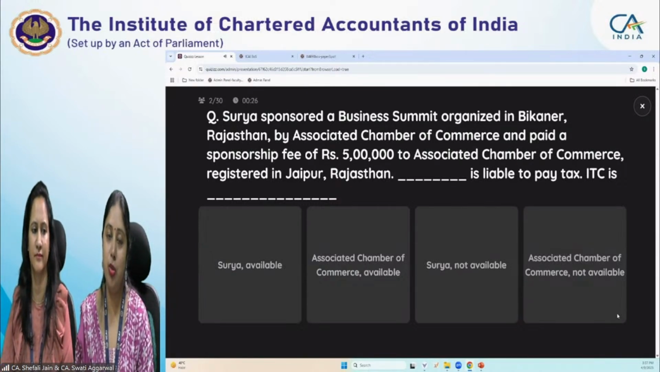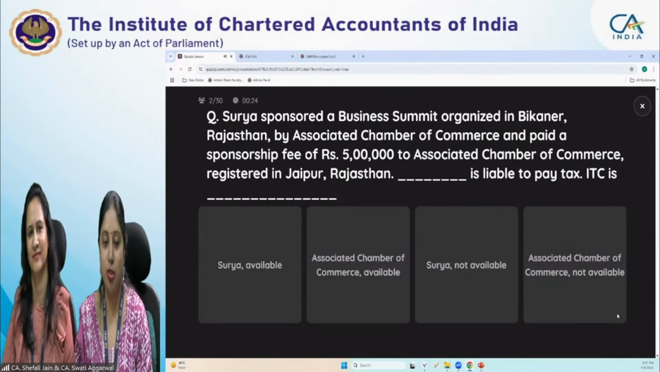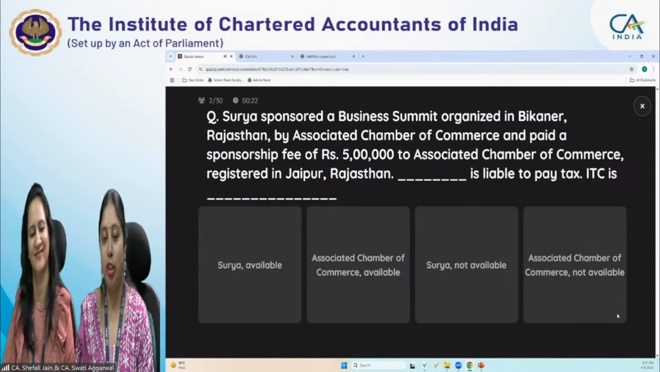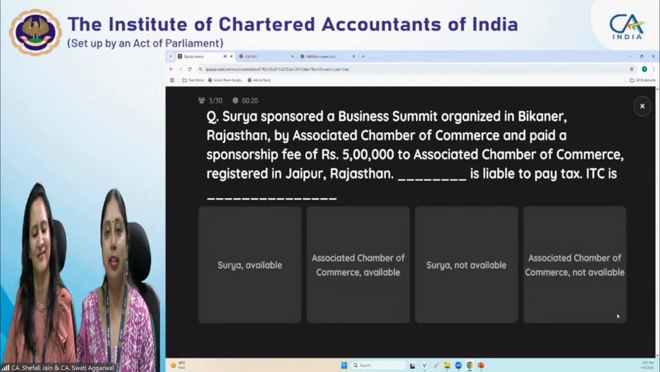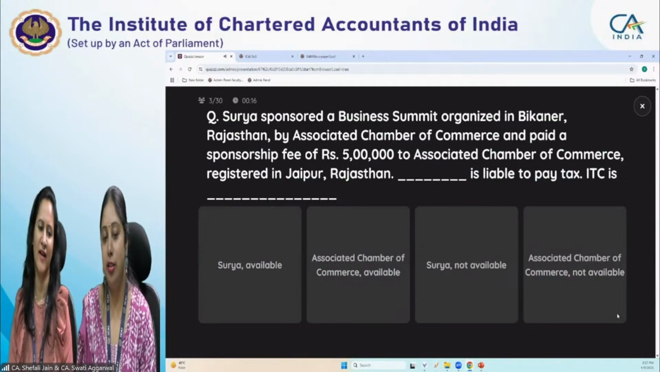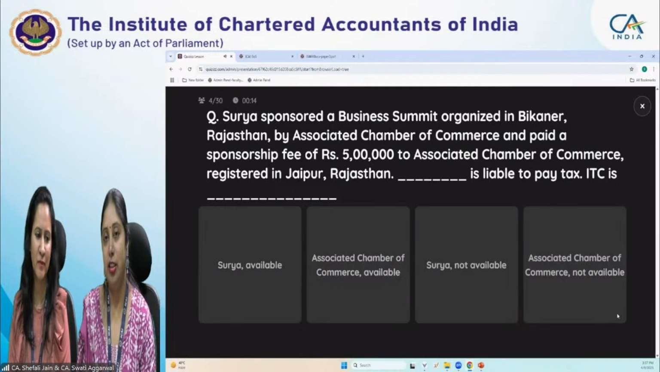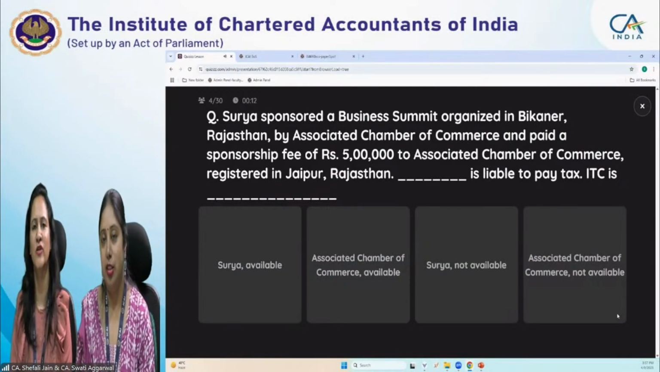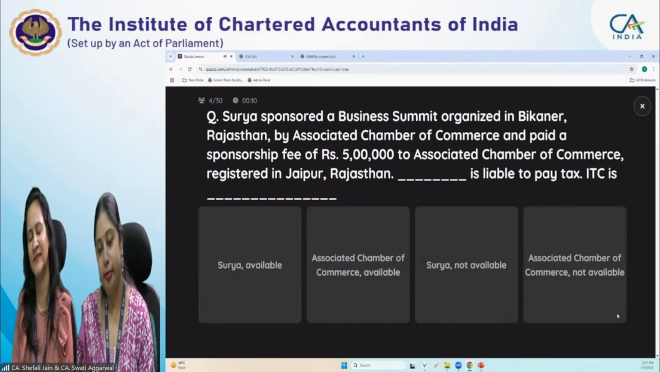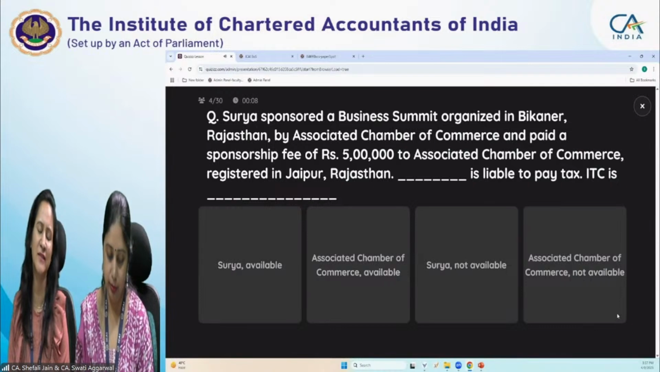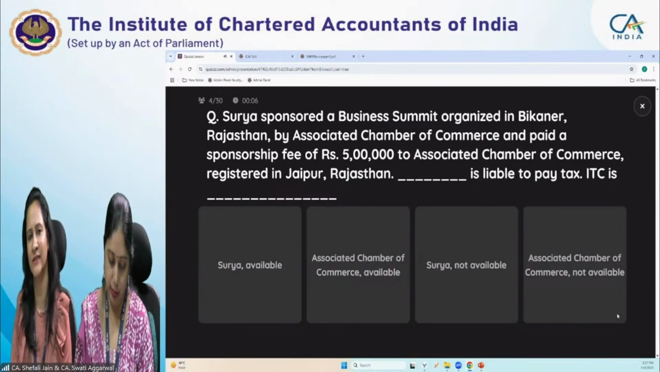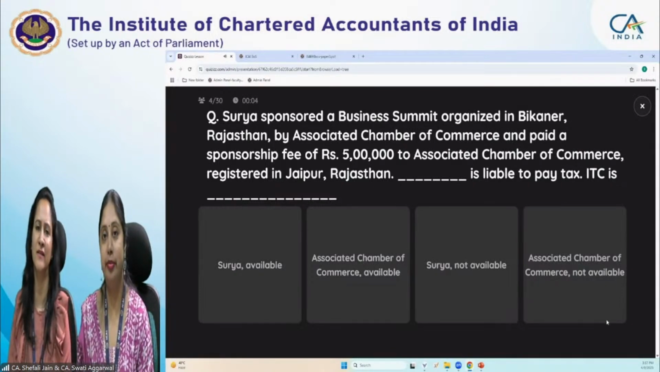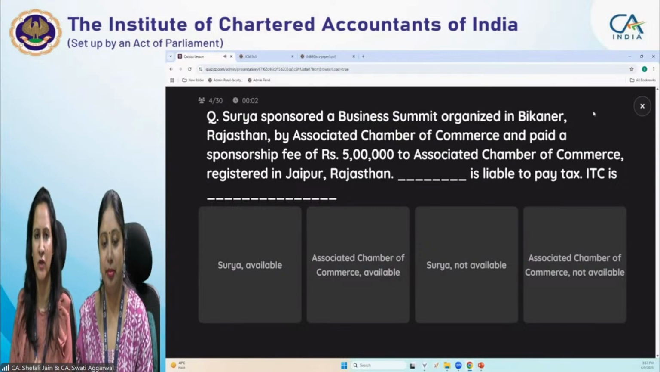The sponsorship service is actually creating trouble for the students, I suppose. They're not able to still find out the answer. So we discussed it just now, and again to tell you that one who is paying the fee is the recipient. If I am receiving something, whether it is goods or services, I have to pay the consideration. So recipient is the one who pays the consideration to the supplier.